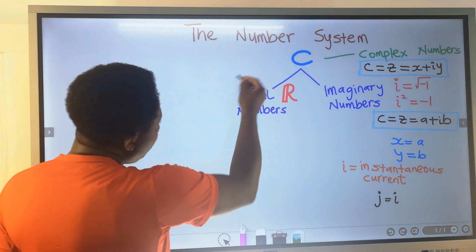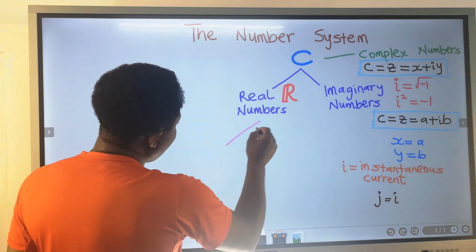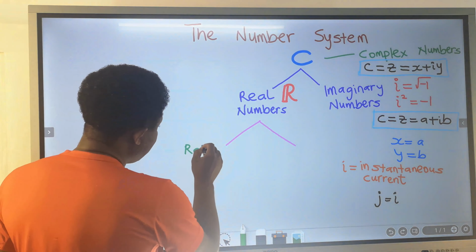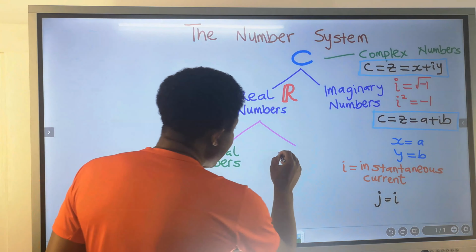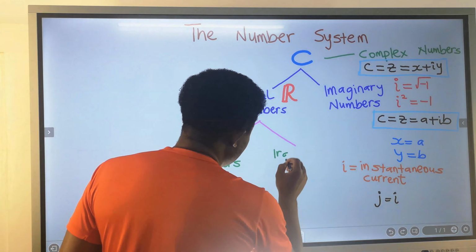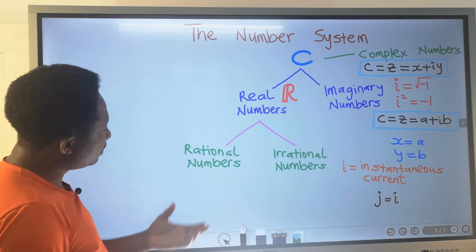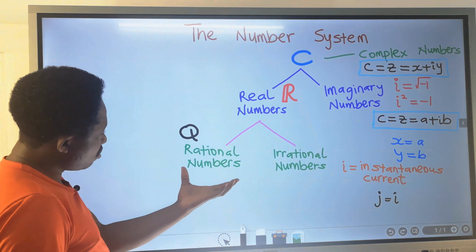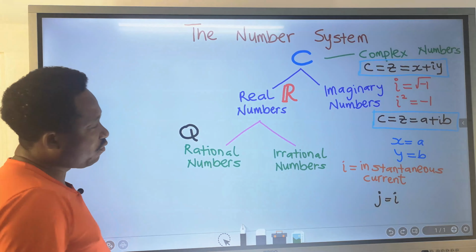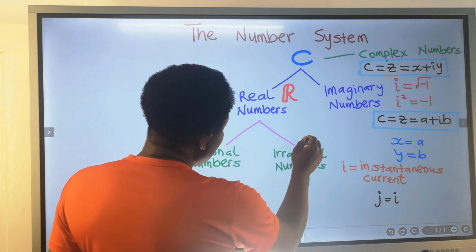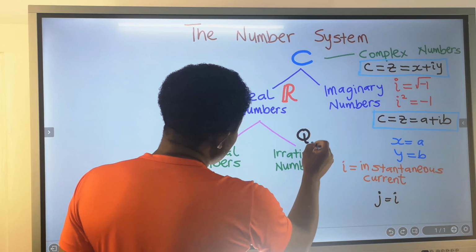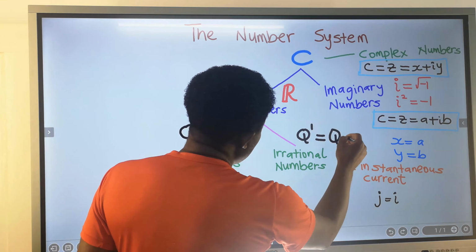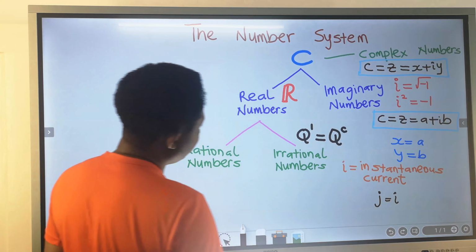Next, real numbers is divided into two. We have rational numbers. Also, we have irrational numbers. For rational numbers, we use capital letter Q to represent rational numbers. And for irrational numbers, we use capital letter Q with a prime or capital letter Q with a complement.